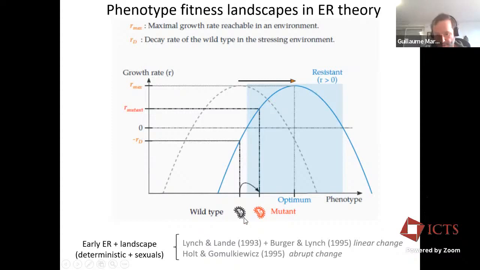The other two models that have been derived early on were models where instead of an abrupt change, you consider a linear change. This means that the optimum moves at a constant speed over time, but it never stops. It goes on and on and on. There also, there are some nice simple outcomes regarding whether rescue can happen or not, depending on the speed at which the environment moves. Basically, if it moves too fast, the population cannot follow and it dies out. So these are deterministic and sexual models.